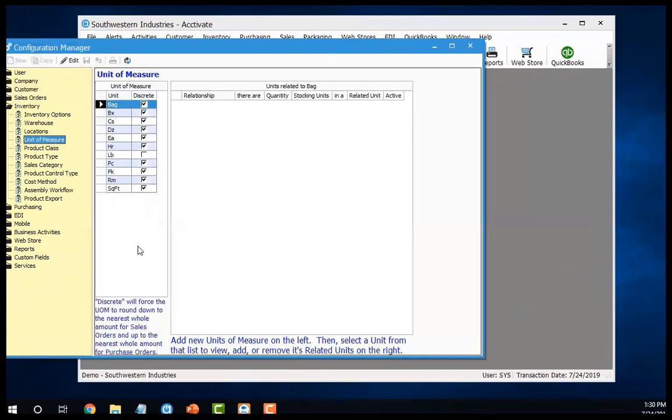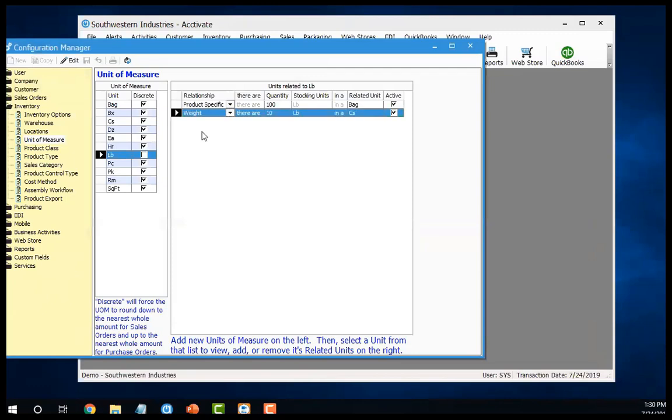So here I'm looking at our units of measure, and I'm going to highlight two of them here. The first is pound, and we've got this weight relationship in units of measure between pound and case, where there are 10 pounds in every case. So we set the relationship between the units of measure here. We should also set the relationship the other direction. So for the case unit of measure, there are 0.1 cases in a pound. It's the same thing backwards. It's best to set the relationship both ways between both units of measure.